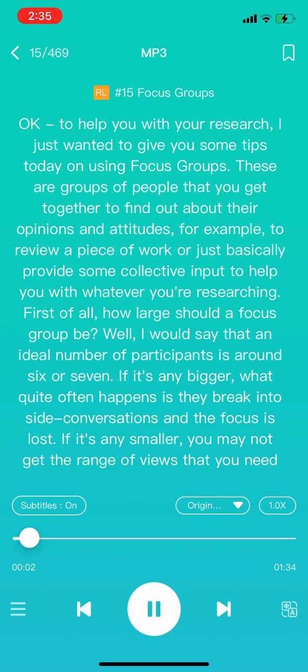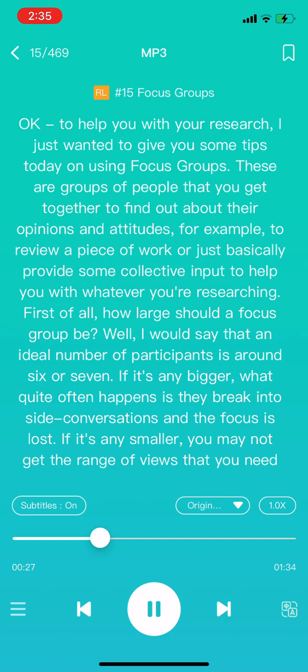Okay, to help you with your research, I just wanted to give you some tips today on using focus groups. These are groups of people that you get together to find out about their opinions and attitudes. For example, to review a piece of work, or just basically provide some collective input to help you with whatever you're researching. First of all, how large should a focus group be?